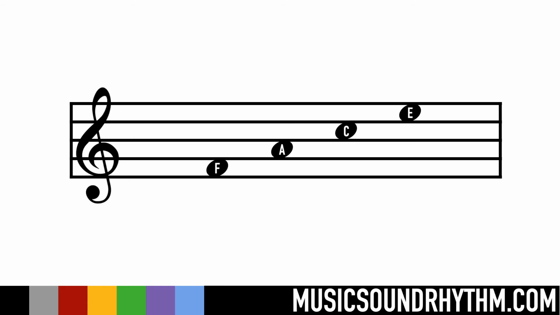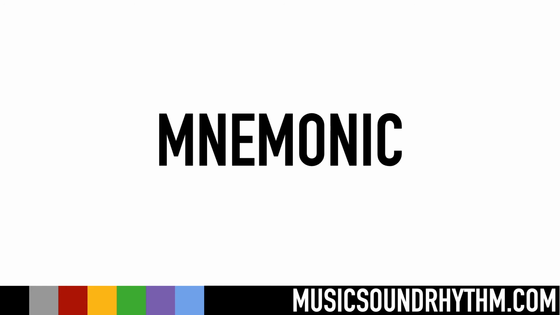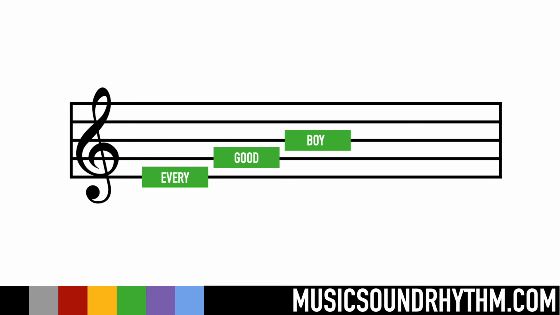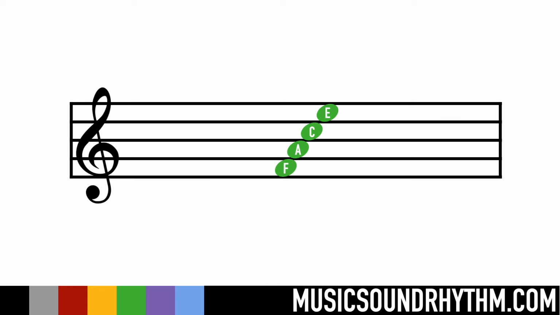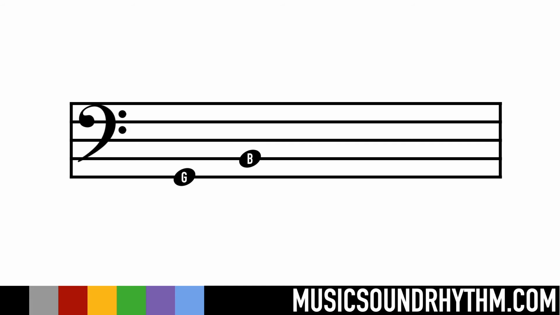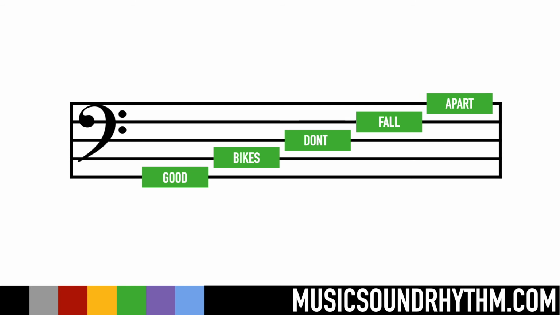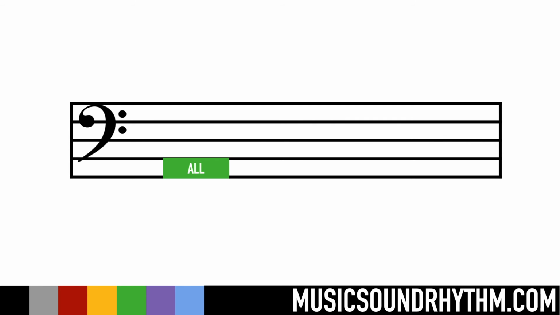To remember these, you can use a mnemonic, a phrase to help you learn the order of notes from the bottom to the top. Every good boy deserves football for the lines and face for the spaces. The notes on the stave lines with the bass clef are G, B, D, F and A, and the notes on the spaces are A, C, E and G. Again, we can use mnemonics. Good bikes don't fall apart for the lines, and all cows eat grass for the spaces.